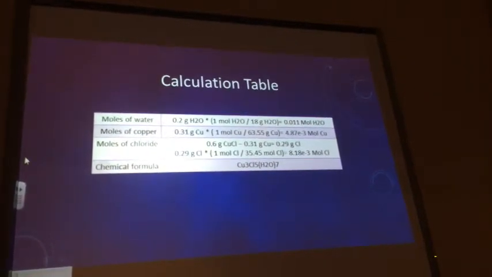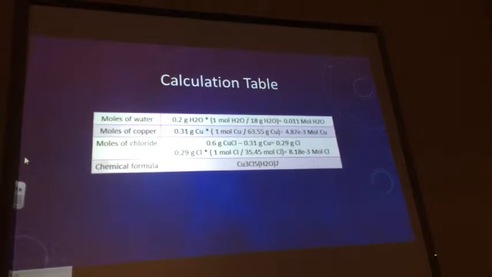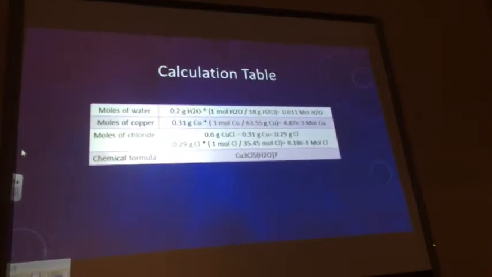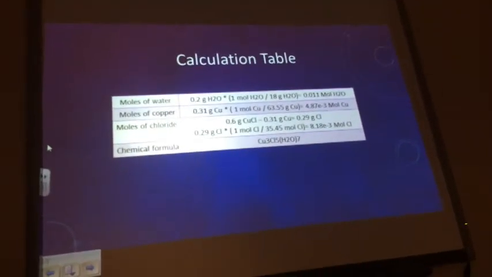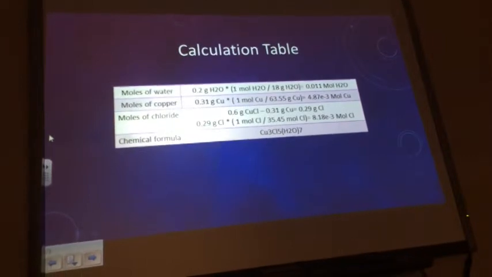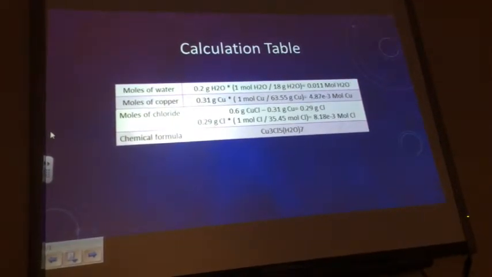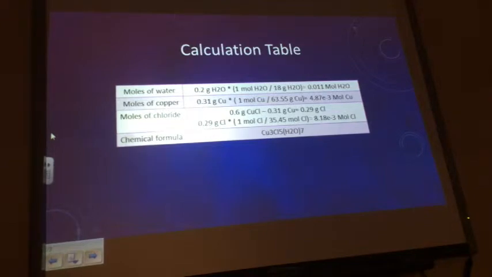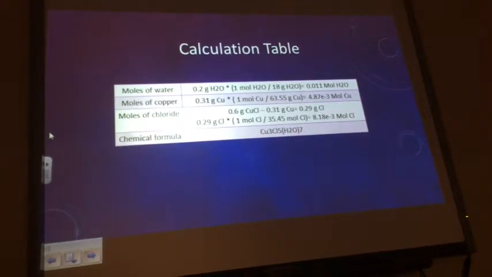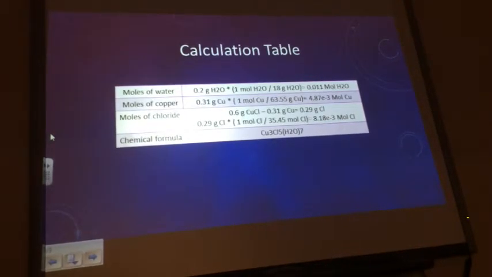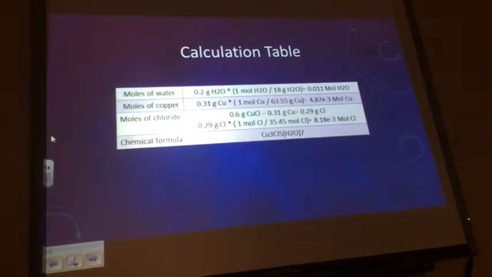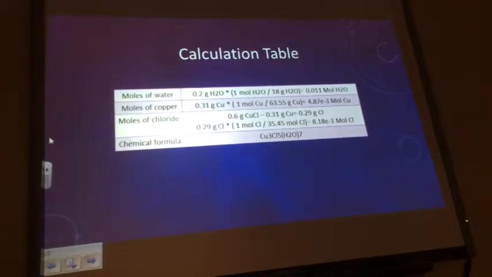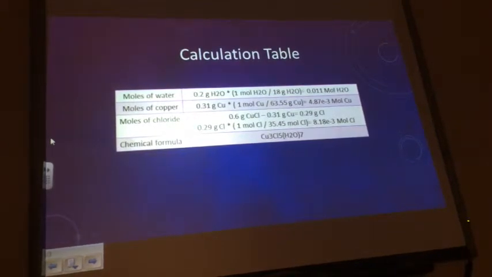First, for the moles of water, we take the 0.2 gram of H2O, then we multiply by 1 mole of H2O divided by 18 grams of H2O. Then we got 0.011 moles of H2O. For the moles of copper, we use 0.31 gram of copper. We multiply it by 1 mole of copper over 63.55 grams of copper, and then we got 4.87 × 10^-3 moles of copper.